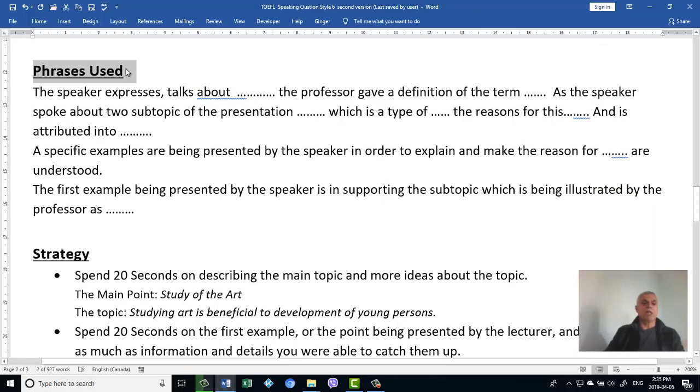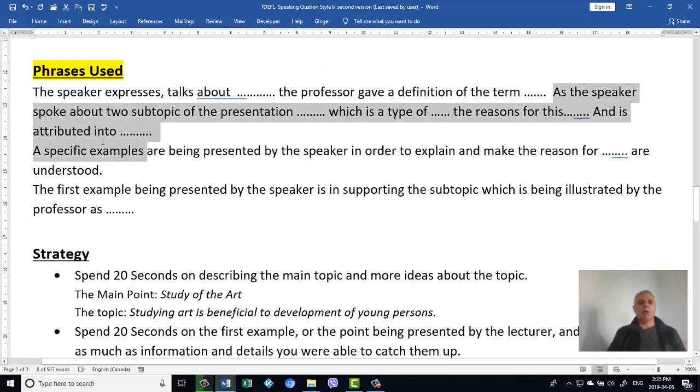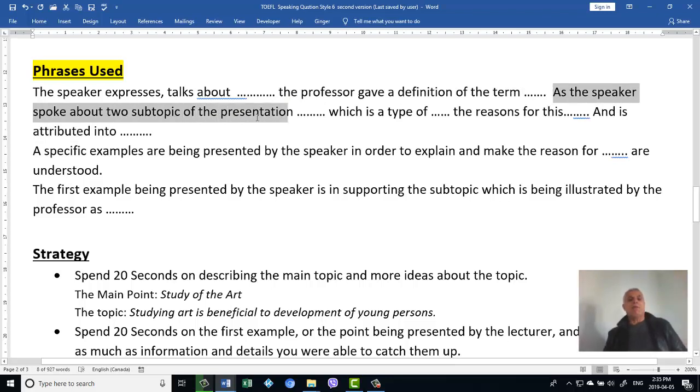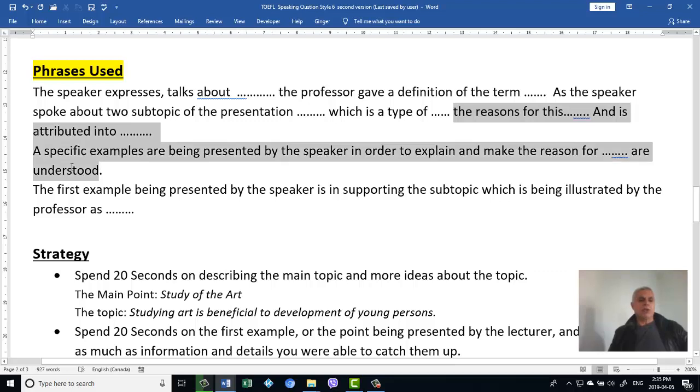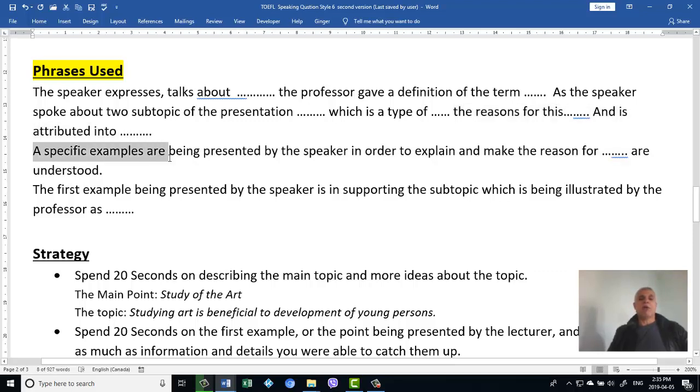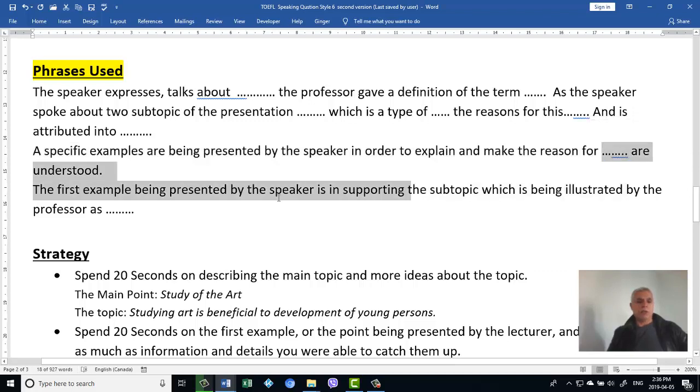For example, if you look here, we start using some phrases. Phrases used: the speaker expresses, talks about. The professor gives definition of the term. The speaker spoke about two subtopics of the presentation, which is a type of, the reasons for this, and is attributed to. A specific example is being presented by the speaker in order to explain and make the reasons understood.